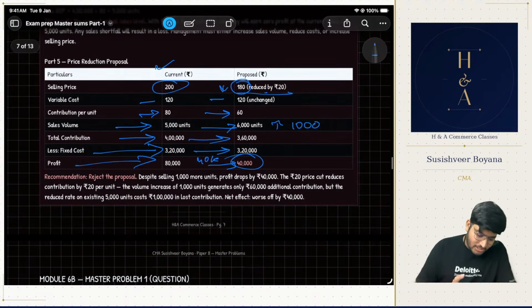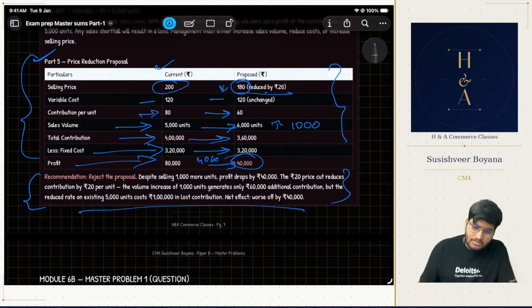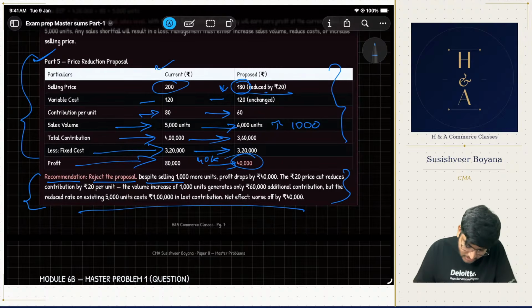One major mistake I see a lot of you doing is you get all this done, but you ignore the recommendation part. Writing this in clear words, making proper sentences is very important. Recommendation: reject the proposal. Despite selling 1,000 units more, profit drops by 40. The price cut reduces the contribution per unit by 20 itself.